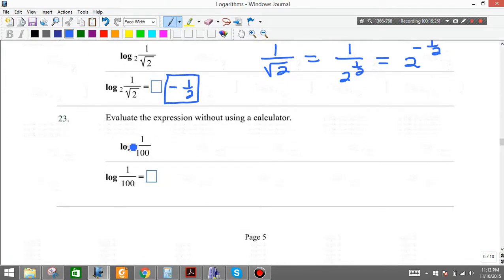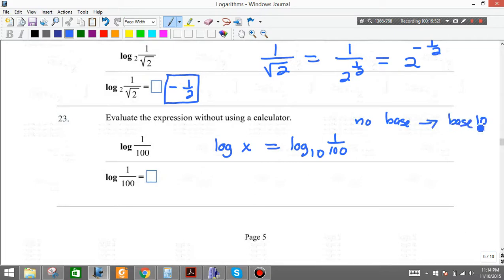A couple things going on here. Log of 1 over 100. The first thing is that we notice there is no base, so I want to reference something I said earlier about the common log: if you see no base, then the base is assumed to be 10.